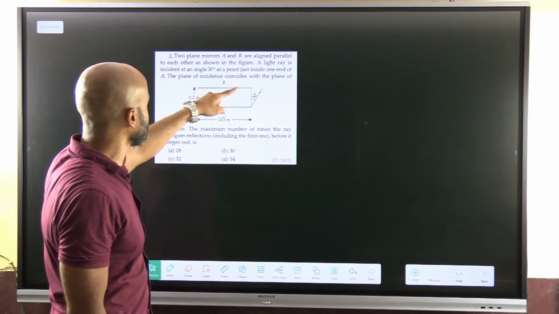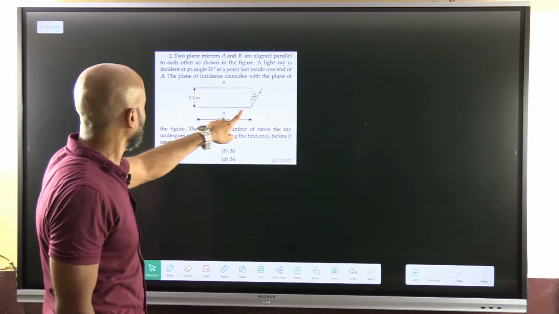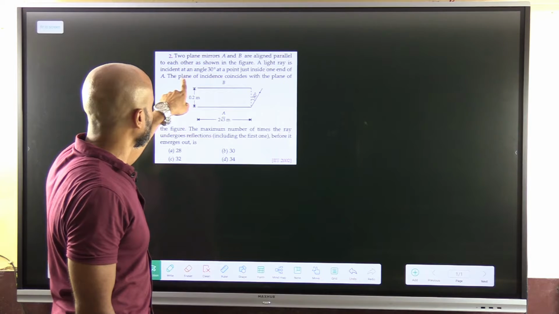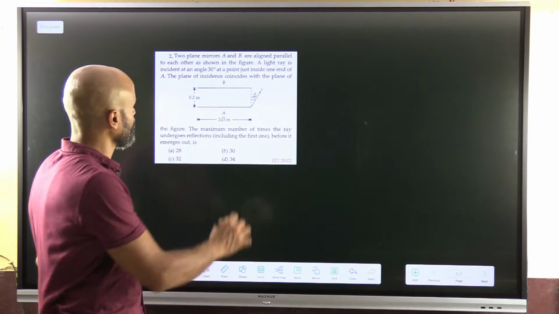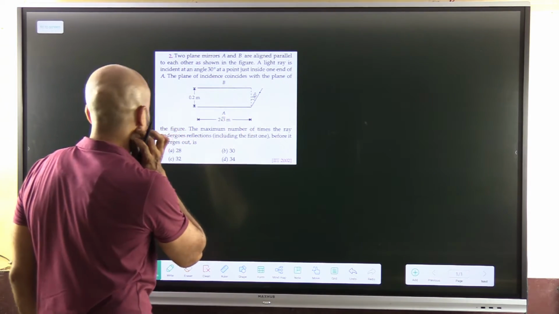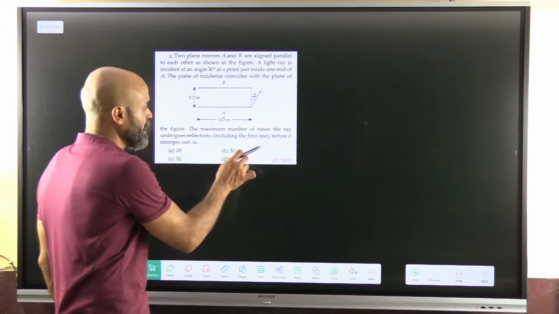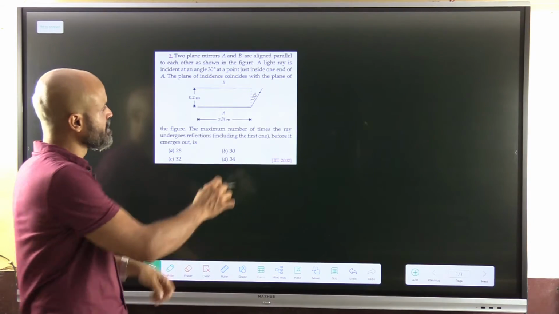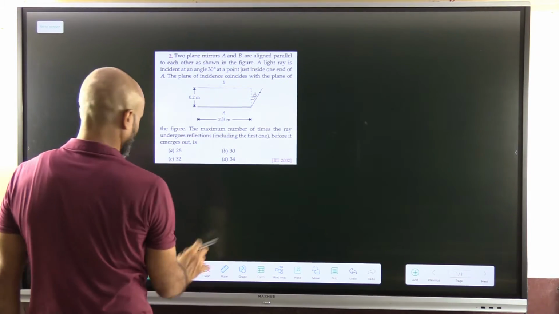A light ray is incident at an angle of 30 degrees at a point just inside one end of the plane A. The plane of incidence coincides with the plane of the figure. The maximum number of times the ray undergoes reflections, including the first one, before it emerges out. So obviously there will be multiple reflections, and the options are 28, 30, 32 or 34.